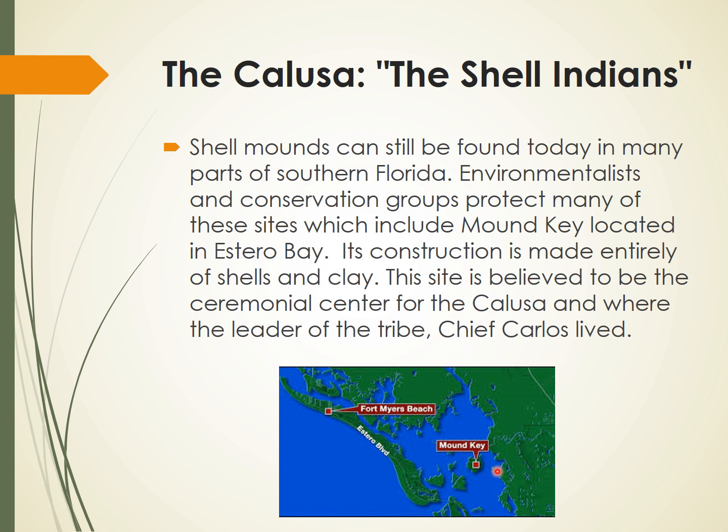So these are two main areas, the Mound Key, and then on Fort Myers Beach there are several places. Right about here is the Mound House, so you can go there and see archives and digs of the Calusa Indians.